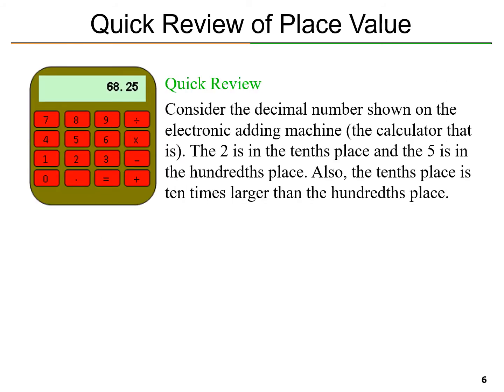A quick review of place value. On this electronic adding machine, consider the decimal number shown, 68.25. The 2 is in the tenths place, and the 5 is in the hundredths place. Also, from our understanding of place value, we know that the tenths place is 10 times larger than the hundredths place because the tenths place is one place to the left of the hundredths place.